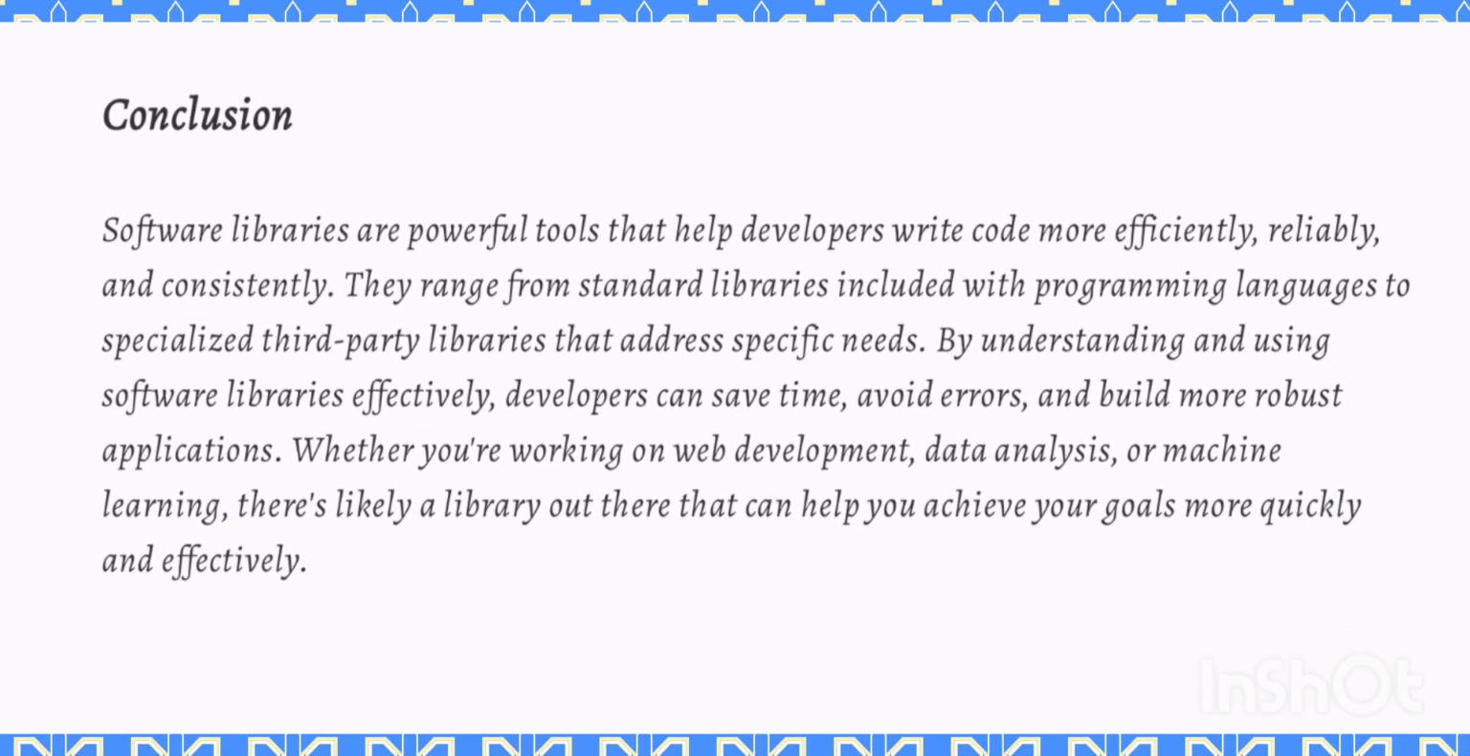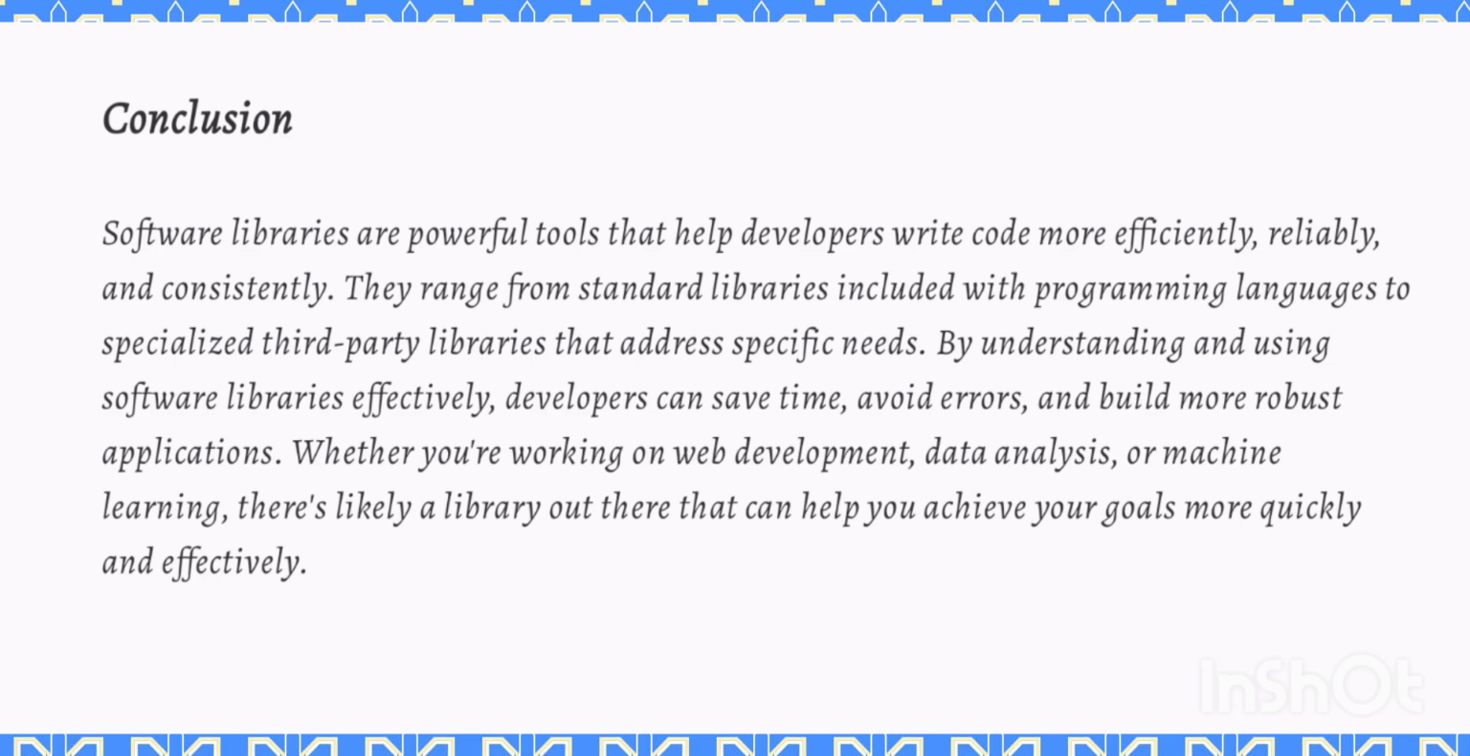Conclusion. Software libraries are powerful tools that help developers write code more efficiently, reliably, and consistently. They range from standard libraries included with programming languages to specialized third-party libraries that address specific needs. By understanding and using software libraries effectively, developers can save time, avoid errors, and build more robust applications.